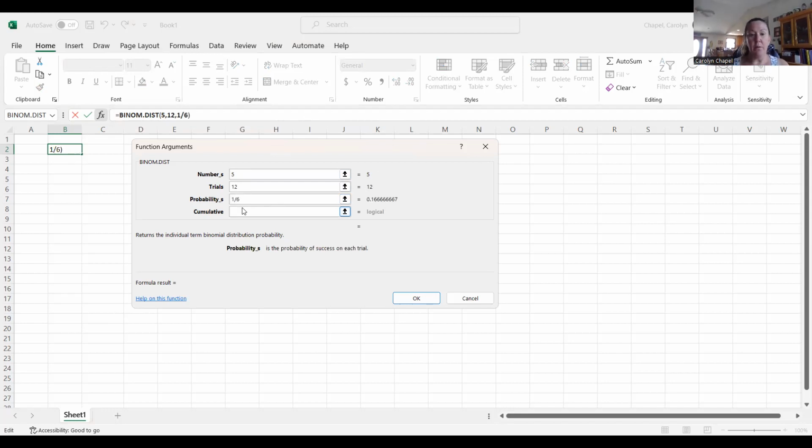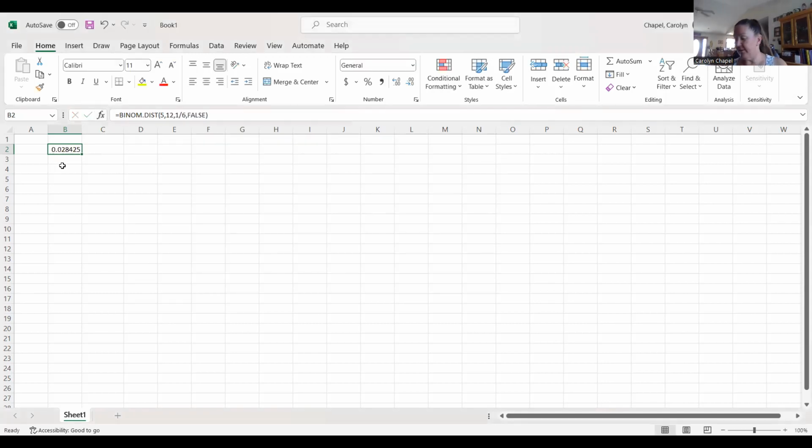And I'm going to type in my 1/6. You'll see that they automatically switched it to a decimal. But in its system, it is carrying quite a few more digits. So it is keeping basically the 1/6. This one allows us to accumulate. Accumulating means starting at 0, going up to this value. So I'm going to put in the word false, because I just want to calculate just the number 5. So there's my 0.028 that we had previously.